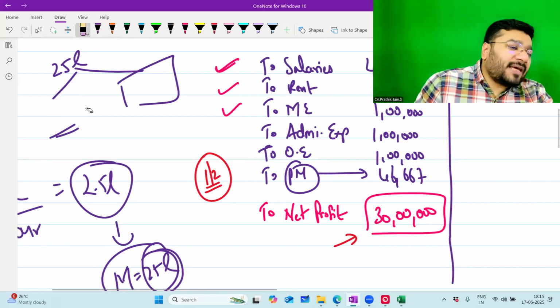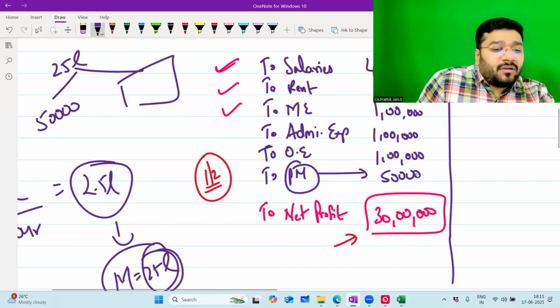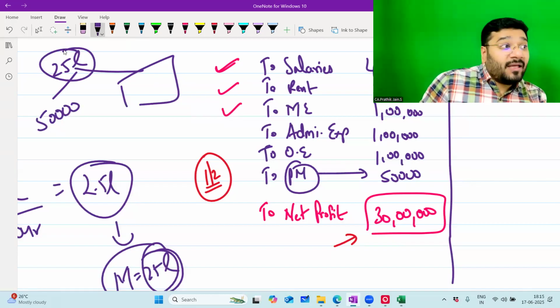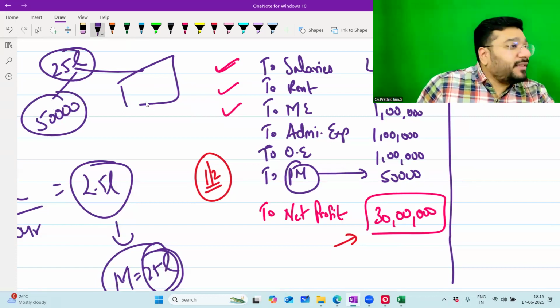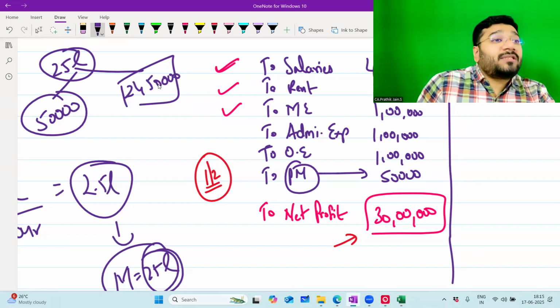For simplicity, can I make this 50,000? Round off, to make your life easy, I'll make it 50,000. You purchased the asset for 25 lakh rupees, out of which you have used the asset in the current year for 2 months. And the proportionate cost of 2 months is 50,000. Remaining is how much? 24 lakh 50,000 rupees.